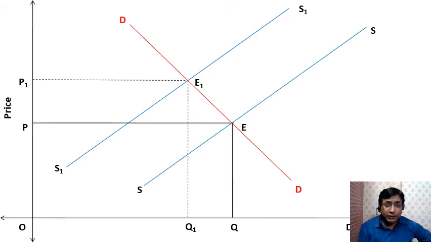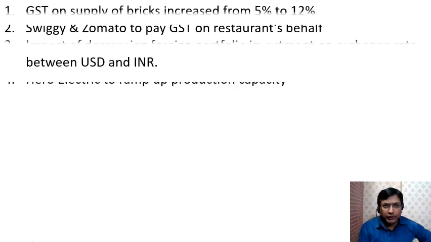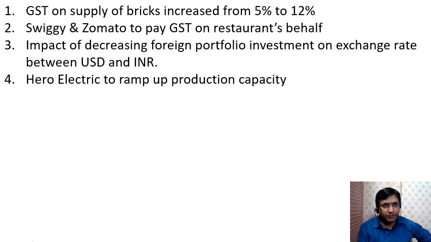So now you are aware of the impact of change in demand and supply curves on the equilibrium price. So I want you to analyze the impact of these points on the equilibrium price. What would be the impact on equilibrium price if GST on supply of bricks increases from 5% to 12%?